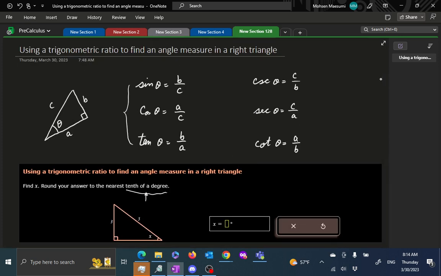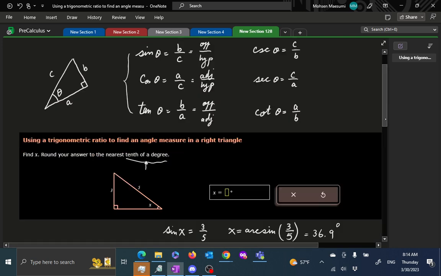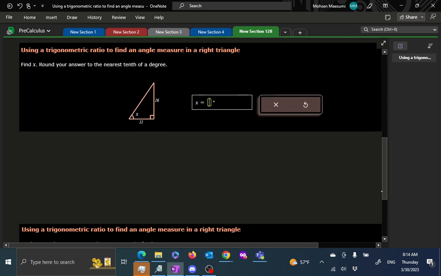So for sine, we have the opposite and the hypotenuse of the angle available. For cosine, we have the adjacent and the hypotenuse available. For tangent, we have the opposite and adjacent available. So in each picture, we have to decide, well, what is it that's available?